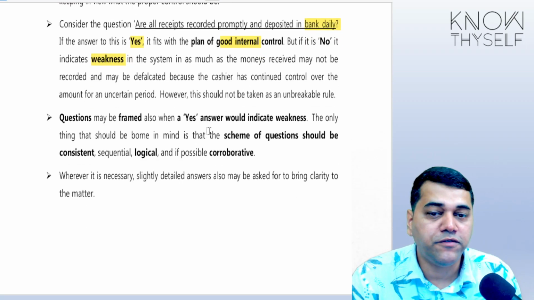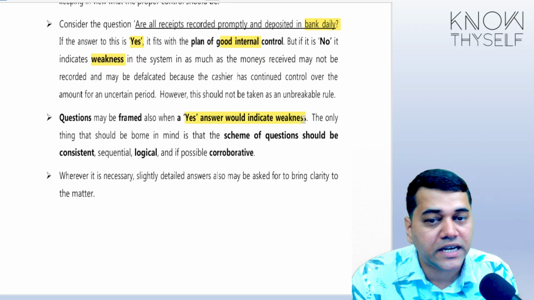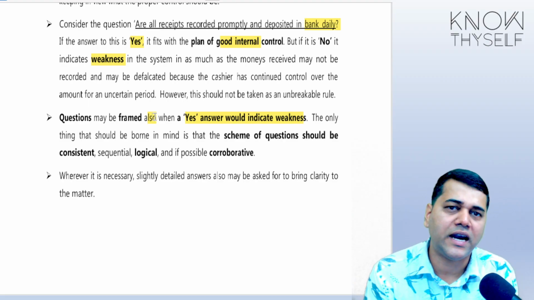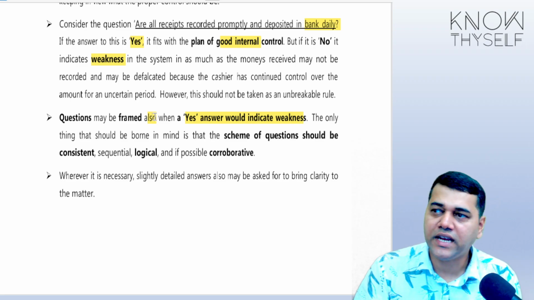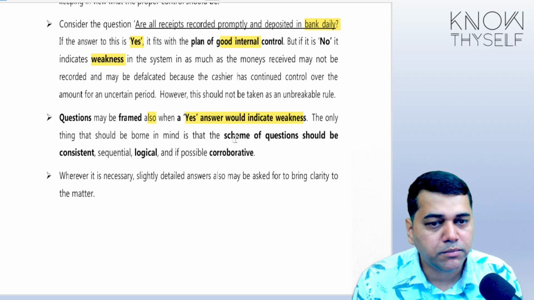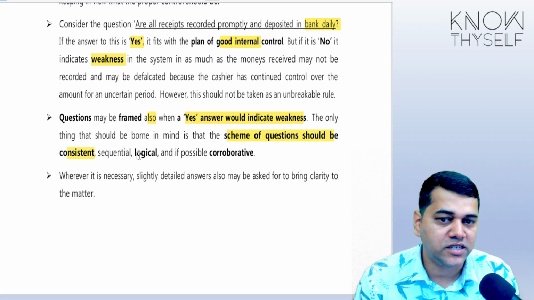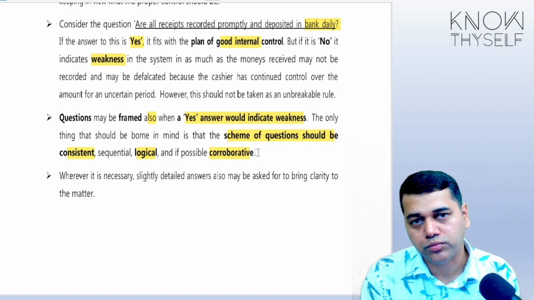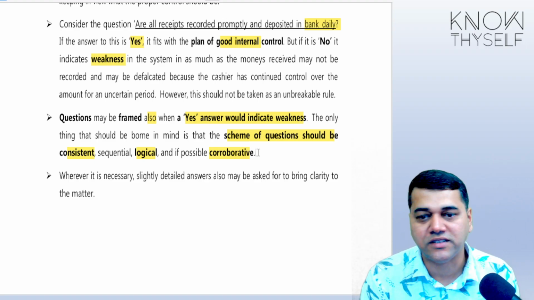Now, a question may be framed when the answer would indicate... a question can also be framed. That's why I said it's not a hard and fast rule. First only we discussed, it can change depending upon the circumstance. However, it should be borne in mind the scheme of questions should be consistent, logical, corroborative. That means one where it's yes, one no, no. You always try to create one consistency there.